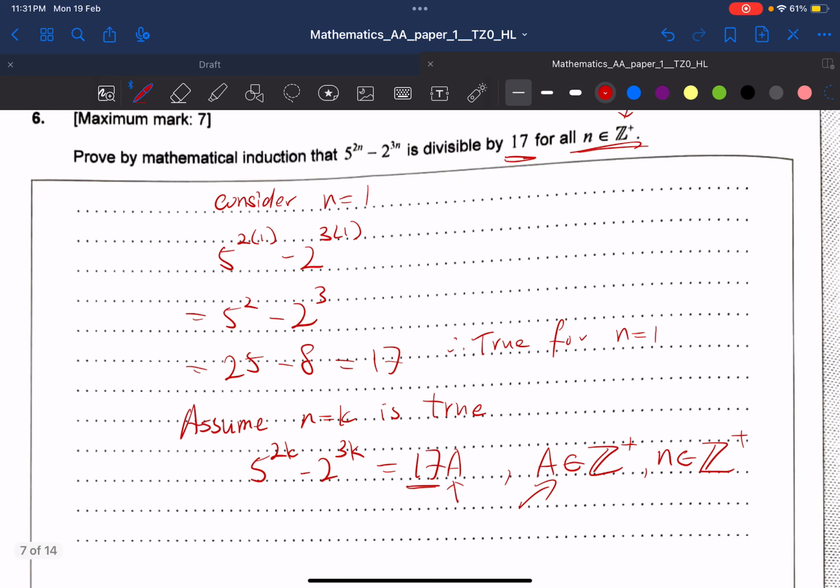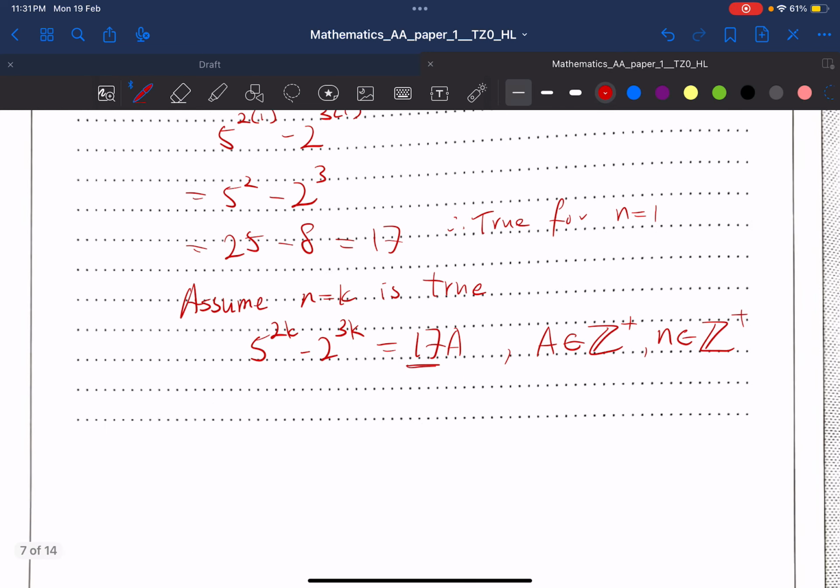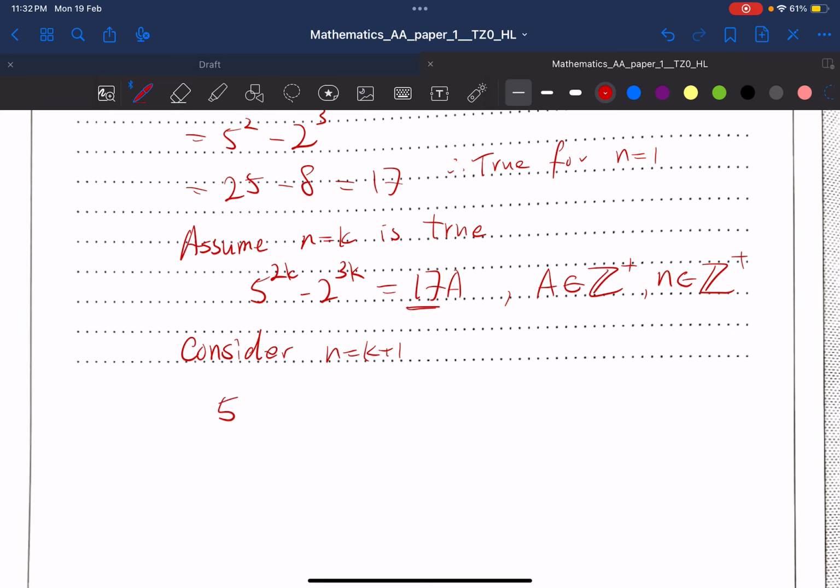Okay, and then after the assumption part, we'll just consider n equals k plus 1. So just rewrite the assumption in terms of k plus 1.